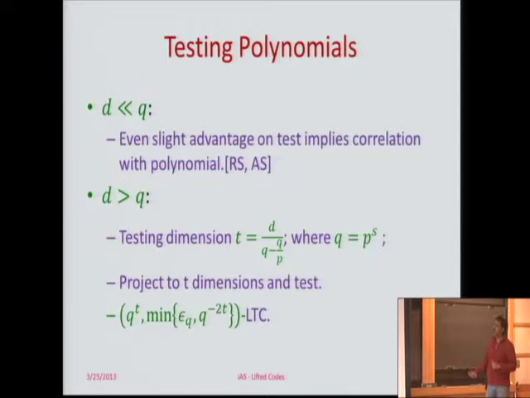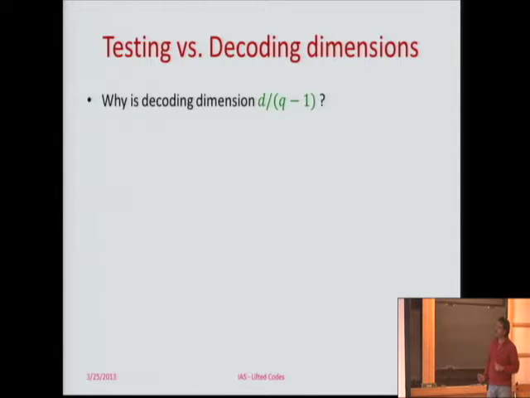This is roughly what we know about the testability. I just want to talk a little bit about this testing and decoding dimension. Where did these two numbers come from? Why is the decoding dimension d over q minus 1, and why is the testing dimension some number which is even uglier and larger? So recall, what is decoding dimension?